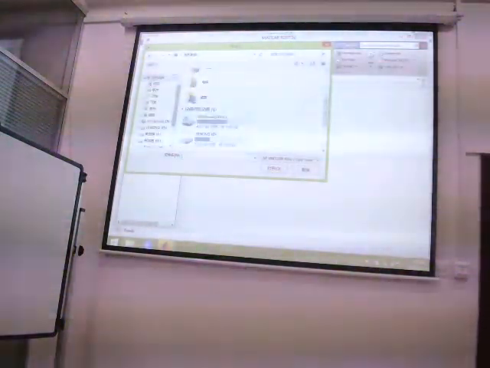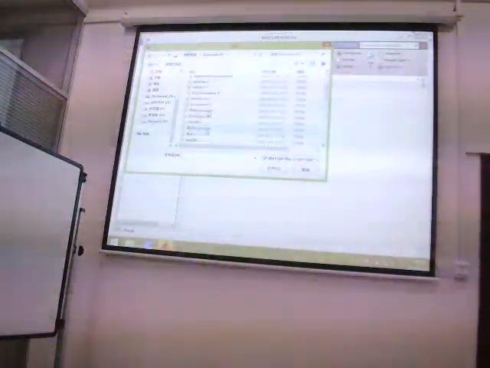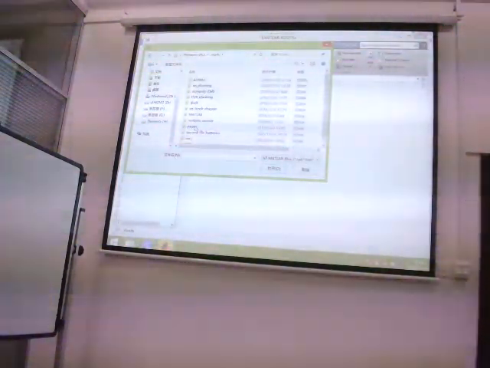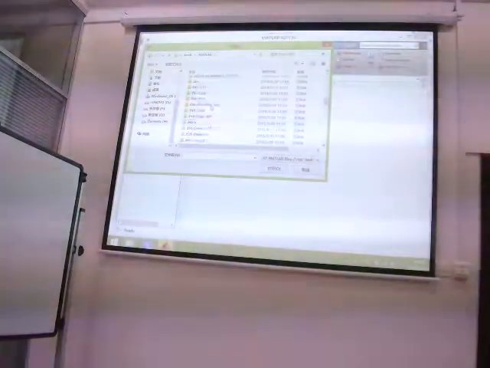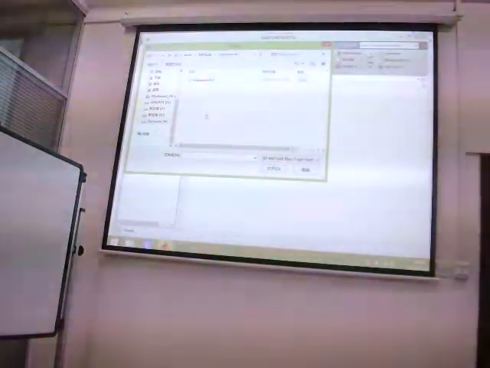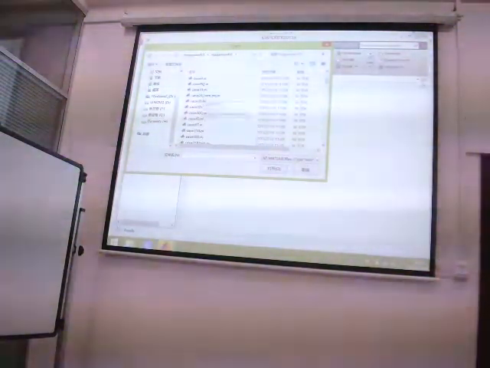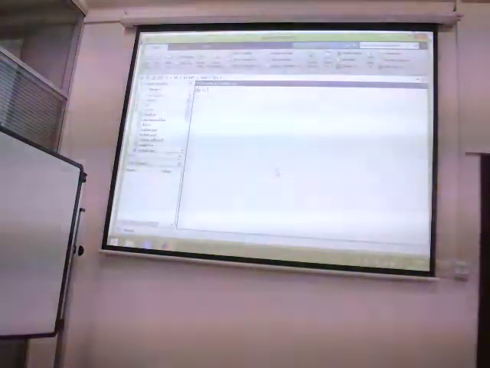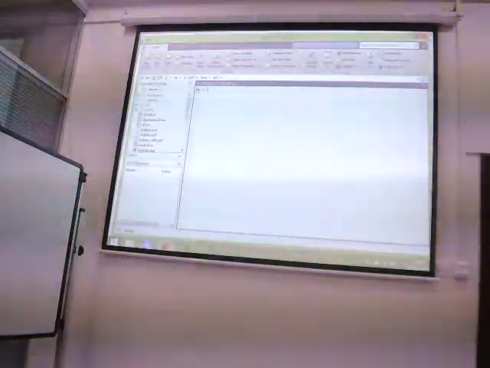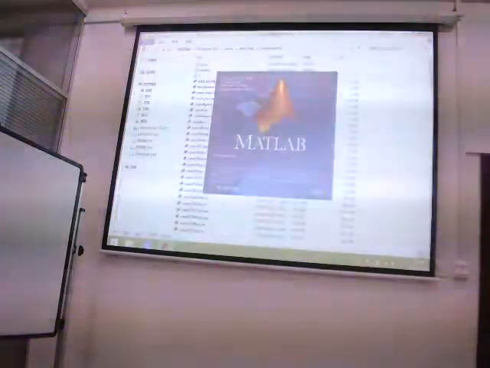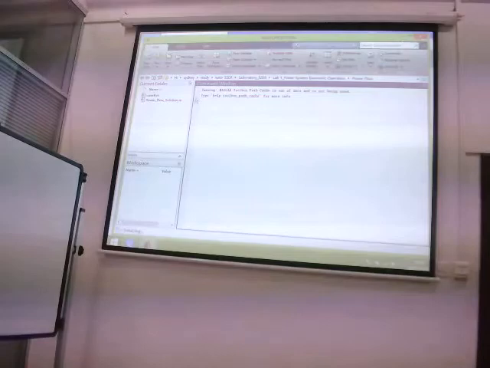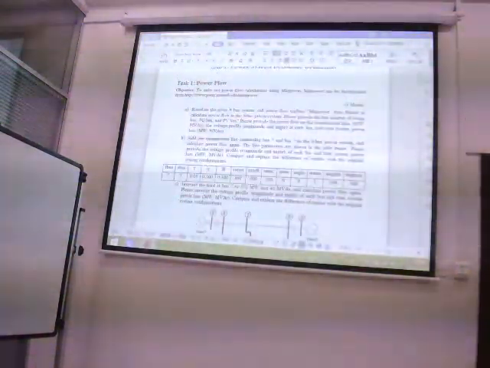Because it's not my computer, it may take quite a long time for me to get familiar with this. Sorry. Next time I will bring my own laptop. Why do we open so many MATLAB?